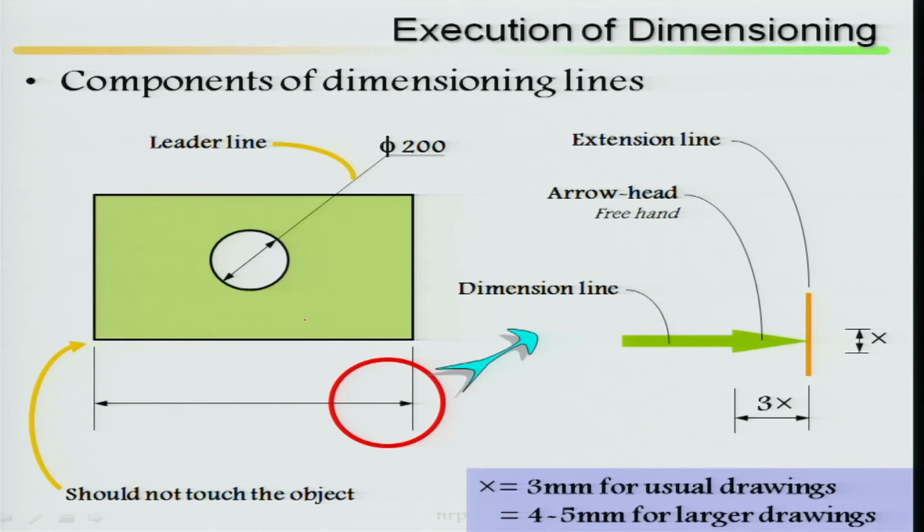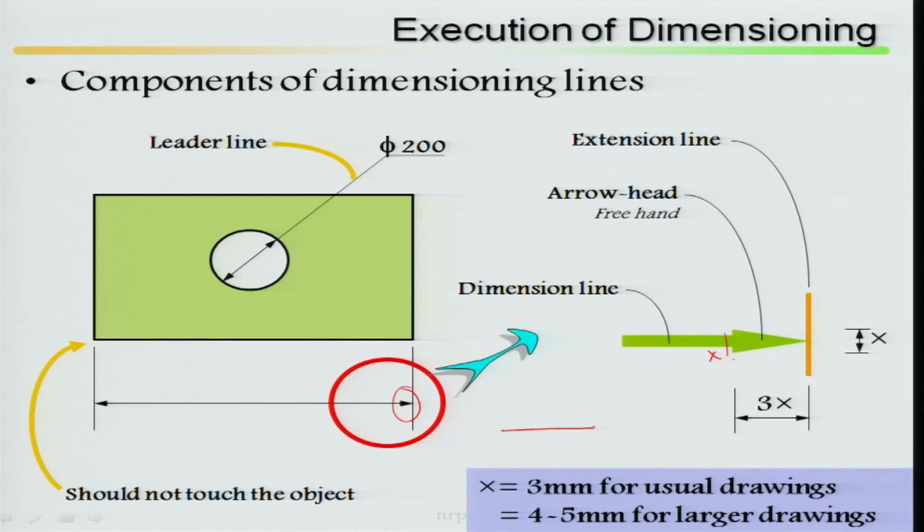Components of dimensioning lines. If this is my dimension line, and I put an arrow, that means I am taking out a simple dimension of this finished surface from this end to this end. This is the dimension line and this is the arrow. If you look at there, from this to this is your 3x and this to this is your x.